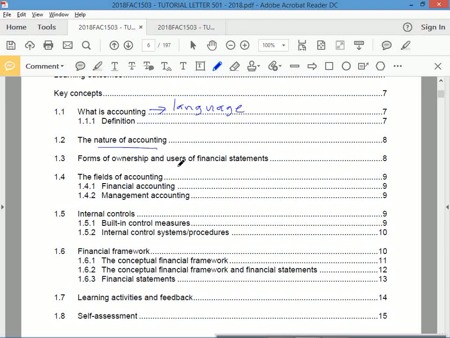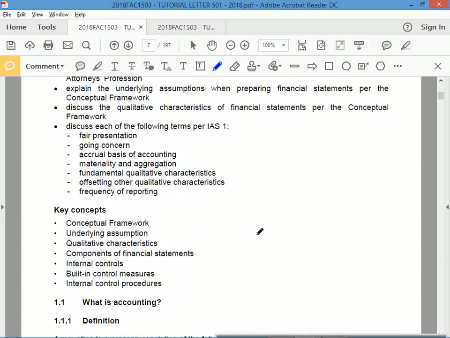Right, nature of accounting, we'll see what they've got there. Forms of ownership, we spoke about that. Users, they've covered that in this first chapter as well. Fields of accounting, you get two, management and financial. Built-in control measures, internal control procedure, that's looking at control, looking at decision making. Okay, we'll look at some theory there. And then the financial framework. The framework is looking at those rules. This is where you'll see assets, liabilities, income, expenses, capital, and drawings.